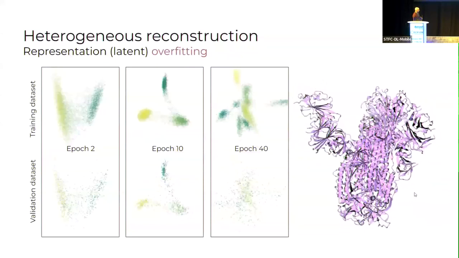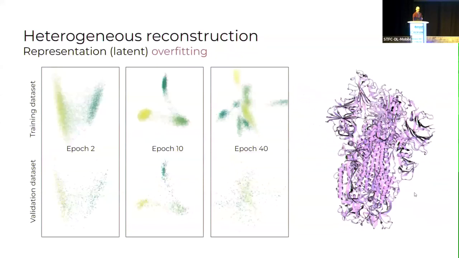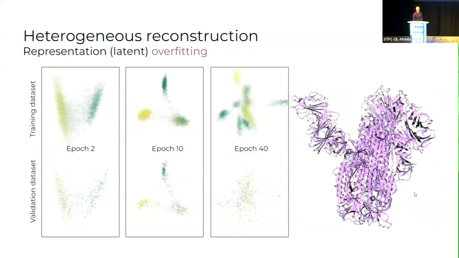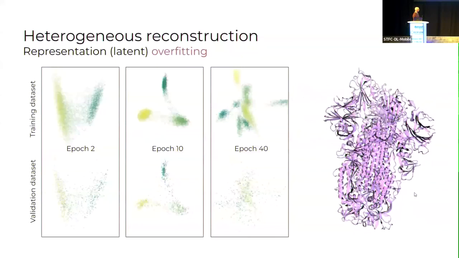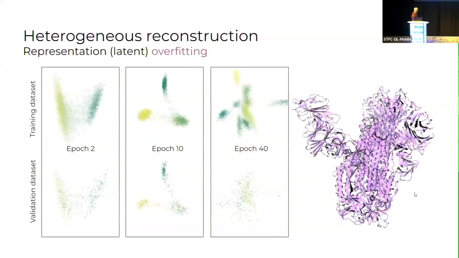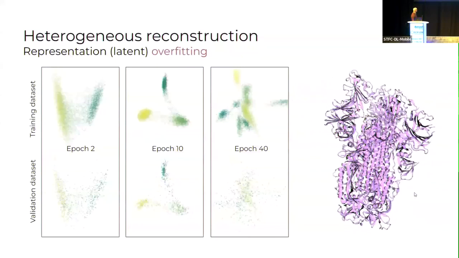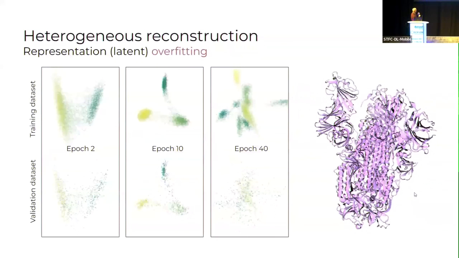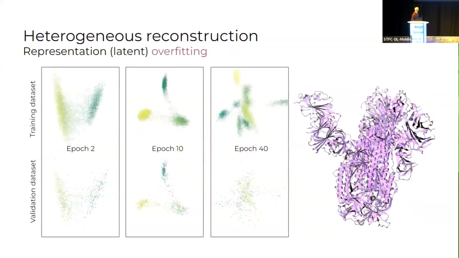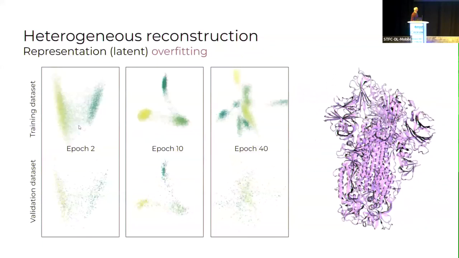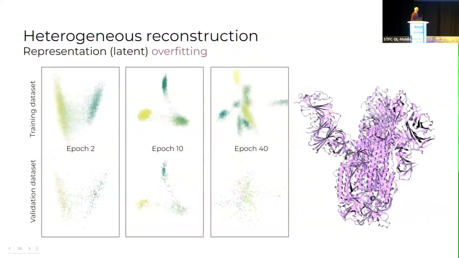training data set and validation data set. The training data set is what we train the network with, and the validation set we don't show to the network, we just evaluate the network to see what it gives. And after about 2 epochs, we see that the open and the closed states are separated into these 2 clusters over here. And that happens also in the validation data set.